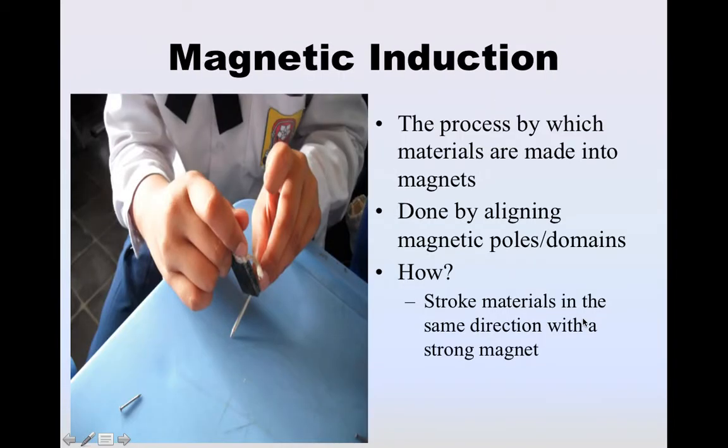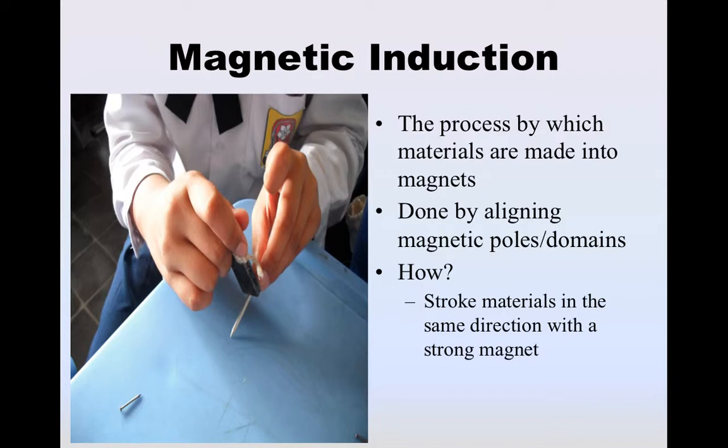Okay. Now, magnetic induction is basically taking materials that have elements that are found in magnets and trying to make them magnetic. A great example is a pair of scissors. A pair of scissors basically has iron in it. Now, iron is one of the elements found in very strong magnets. In fact, it's cobalt, nickel, and iron that are the three components found in strong magnets.